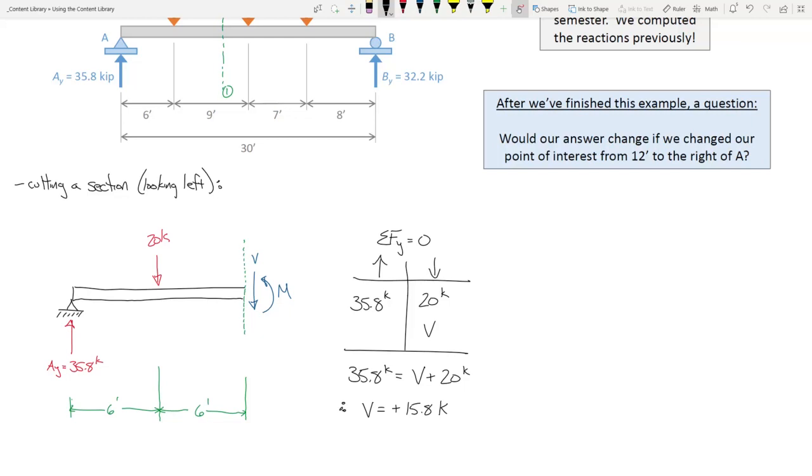Okay, now with summing moments, whenever you're conducting an internal check, the easiest place to sum moments is the section cut. Pretty much always, that's the easiest place because you're summing moments where one of the unknowns goes right through it. You don't have to consider V as shear.